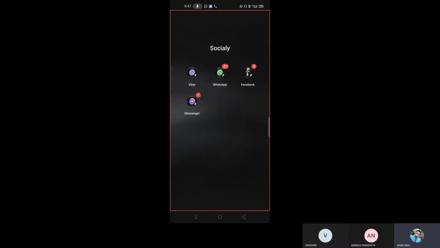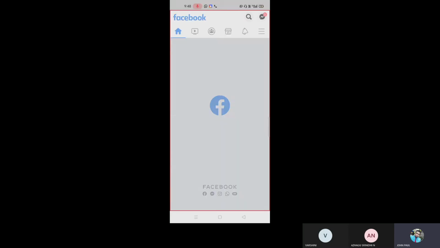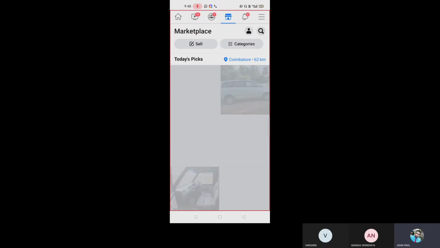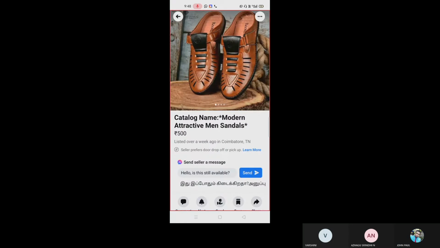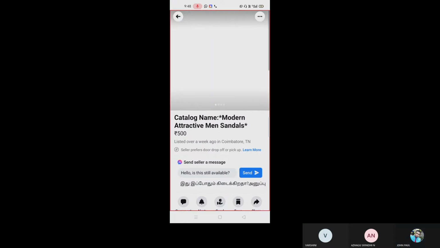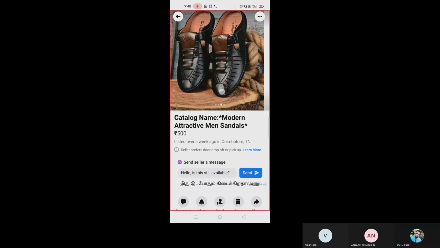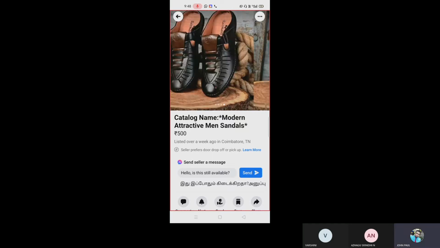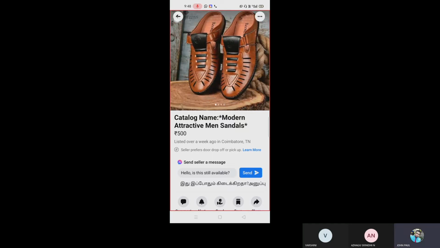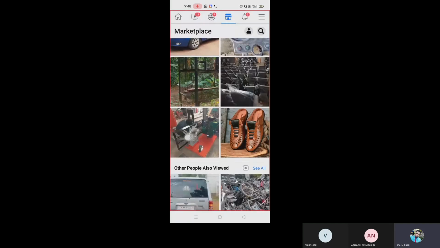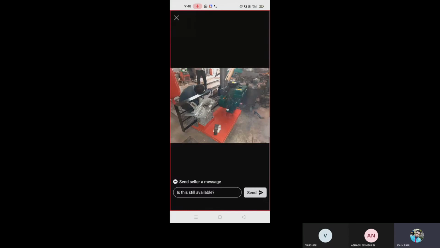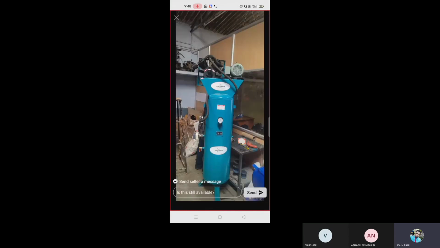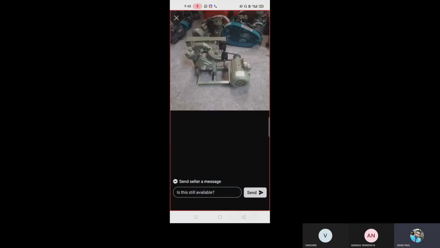For example, let me show you on Facebook. There is an advertisement marketplace. You can see this person is advertising shoes for 500 rupees. There is no need of any infrastructure or setup. Look at these motors. They are selling a compressor motor online. This is a new one. They are manufacturing and selling. So online there is no setup and no physical presence required.